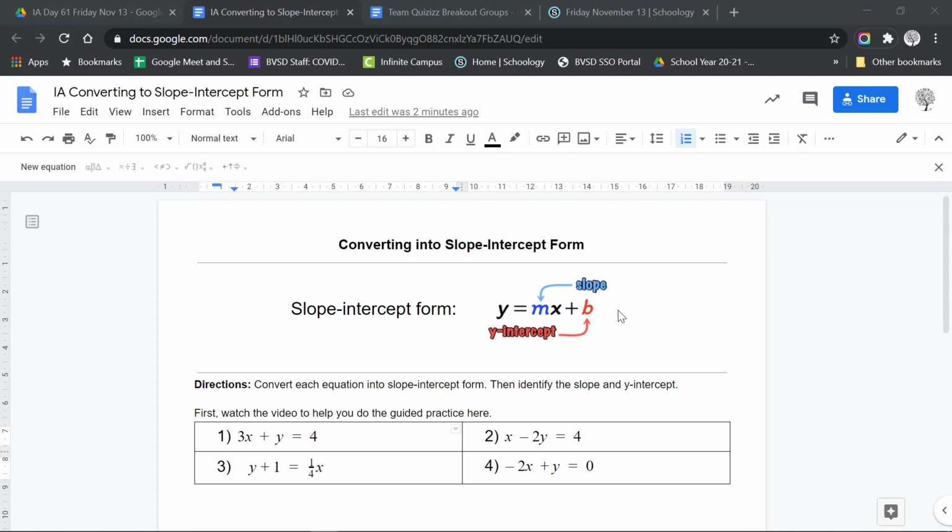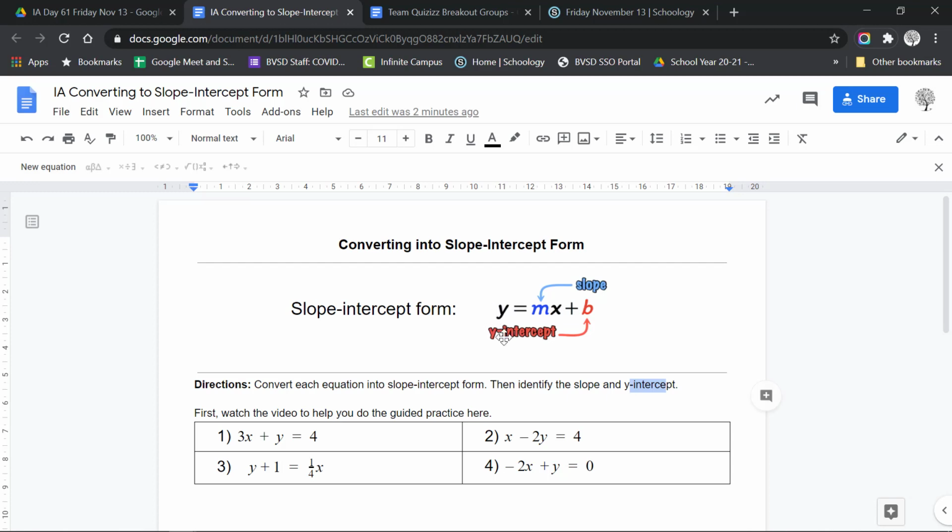Hi, Intro to Algebra. It's a great idea if you have this video open and in another tab your document open so you're able to type on it while we do this together. You can see that the goal here is to convert each equation into slope-intercept form and then identify the slope and the y-intercept. And here's slope-intercept form just to remind you.